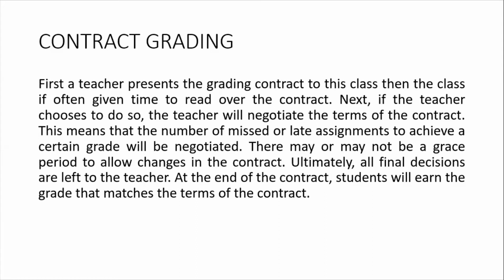Usually, first a teacher presents the grading contract to the class, then the class is often given time to read over the contract. Next, if the teacher chooses to do so, the teacher will negotiate the terms of the contract. This means that the number of missed or late assignments to achieve a certain grade will be negotiated. There may or may not be a grace period to allow changes in the contract. Ultimately, all final decisions are left to the teacher. At the end of the contract, students will earn the grade that matches the terms of the contract. So their grade is based on what is agreed upon.